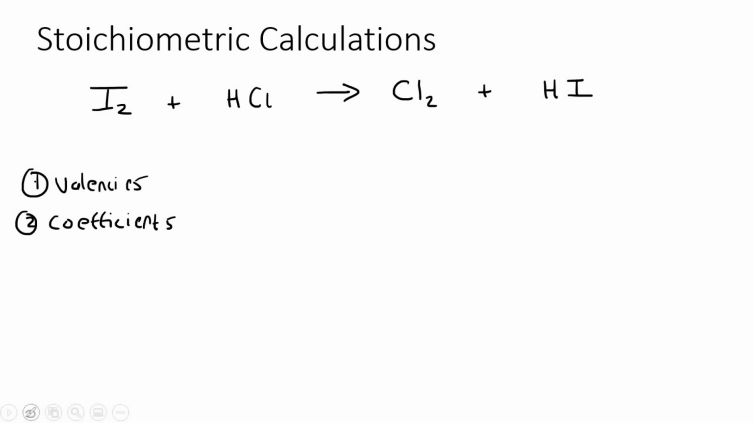So let me quickly show you. So valencies are all the numbers on the inside. So there and there. And then coefficients are the numbers in the front. Okay, so we must make sure that all of that is balanced before we do any stoichiometry. Stoichiometry, we haven't even started that part yet.